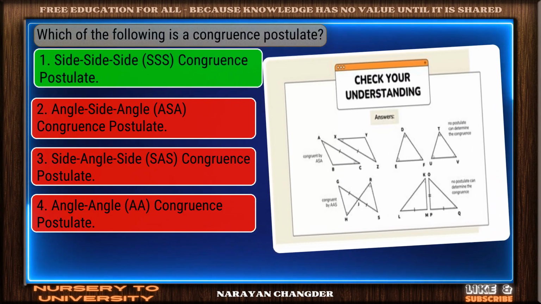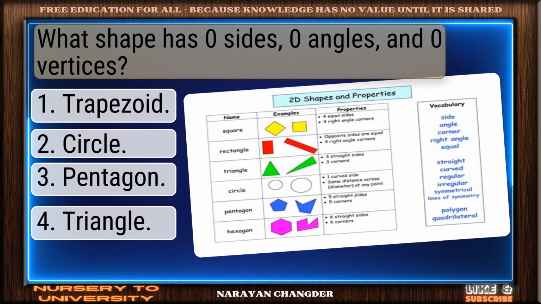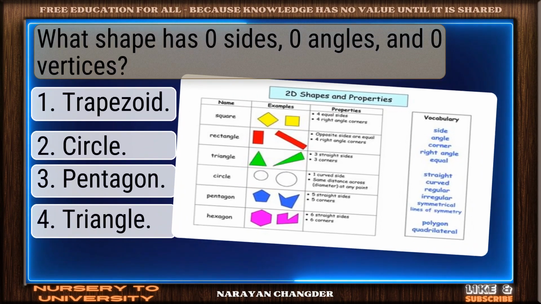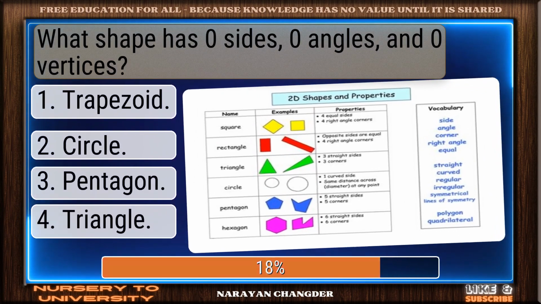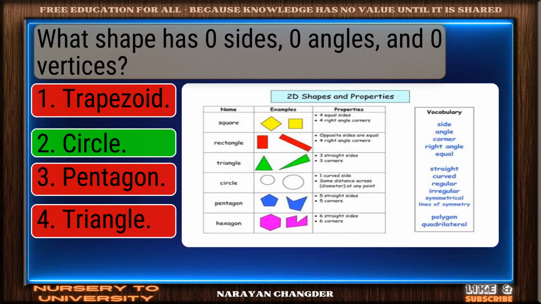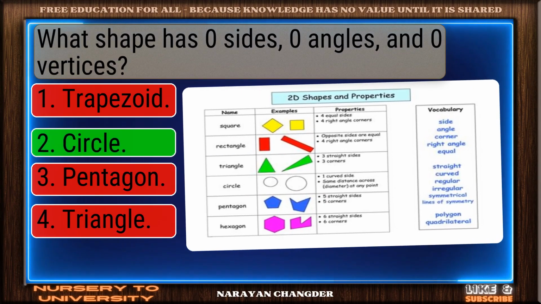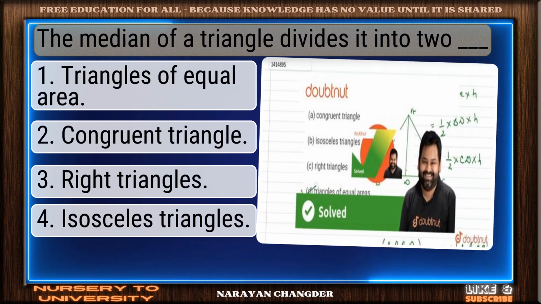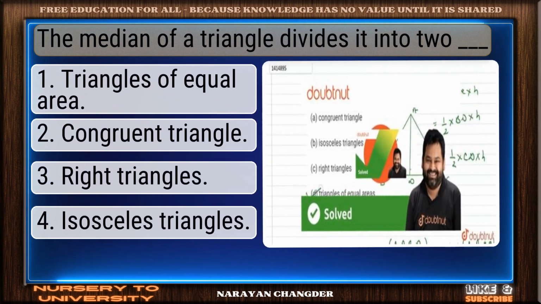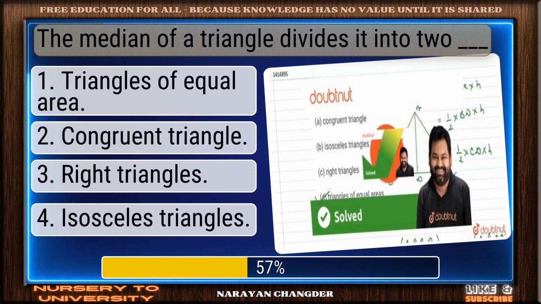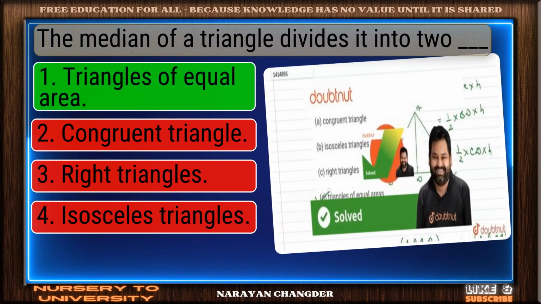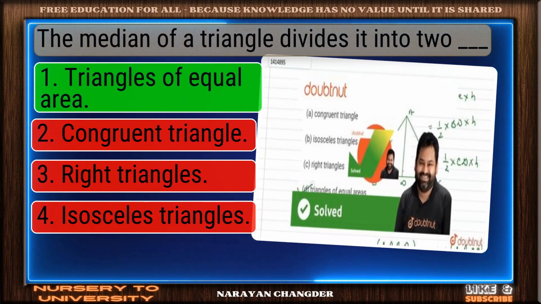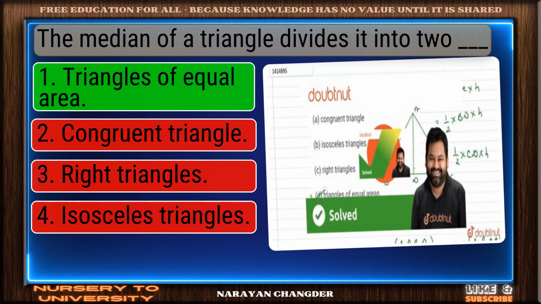Congruence postulate is right. Question number 130. What shape has 0 sides, 0 angles, and 0 vertices? You chose circle, and it is correct. Question number 131. The median of a triangle divides it into 2 dash. Excellent choice. Triangles of equal area is the right answer.